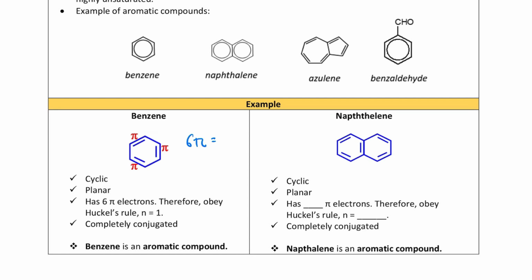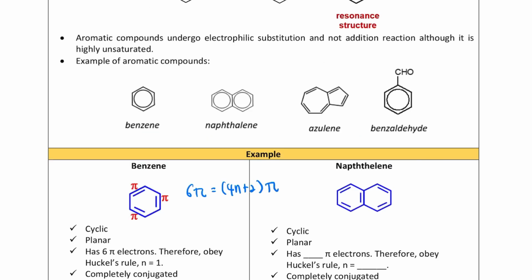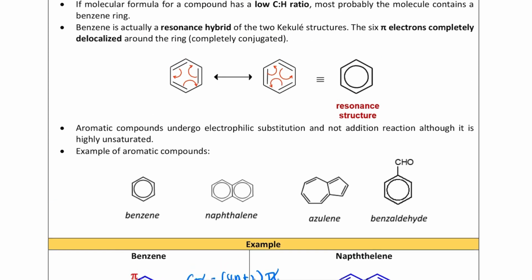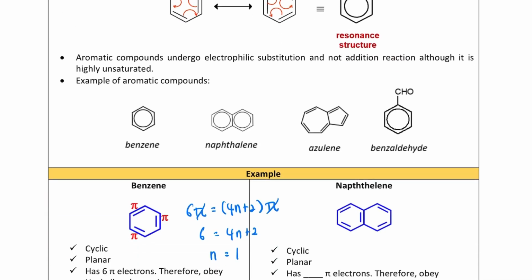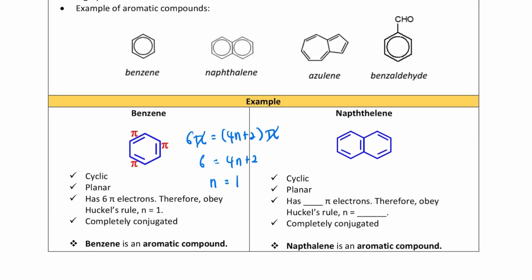Okay, and then 6 pi elektron equal to 4n plus 2 pi. So kita cancelkan pi. So, 6 equal to 4n plus 2. So, n equal to 1. Okay, so syarat kita adalah n kita mesti equal to number yang bulat. So maksudnya dia obey Hückel's rule tu lah. Oh, n kita equal to 1, that means dia obey Hückel's rule.